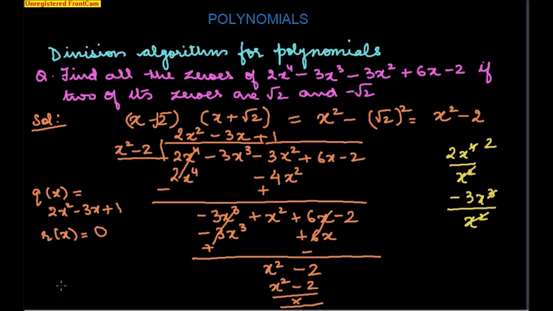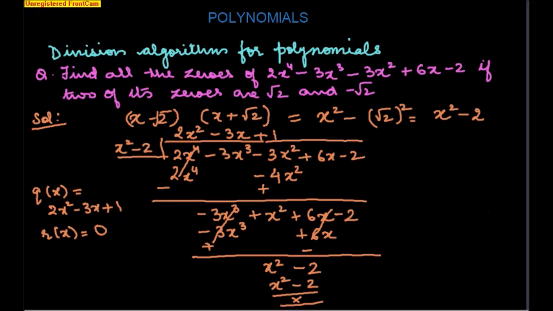But we have to find out the remaining zeros. For that we will factorize this quotient as well. We apply the division algorithm first. So according to the division algorithm, the polynomial 2x to the power of 4 minus 3x cube minus 3x square plus 6x minus 2 is equal to x square minus 2 into 2x square minus 3x plus 1.